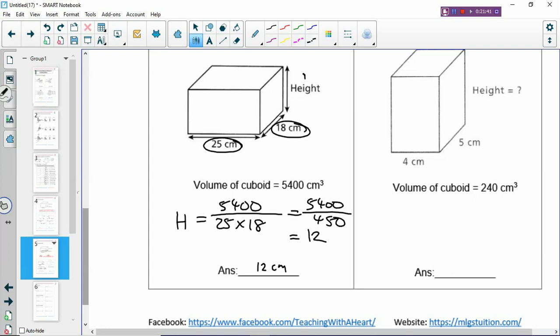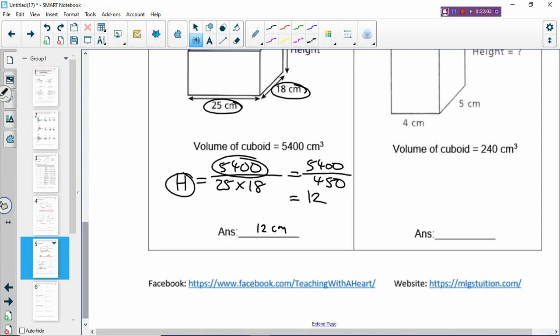Okay, so a very important concept here is, when you want to find the height of the cuboid, then the volume must refer to the same thing. Okay, the height and the volume must refer to the same thing that you are finding. Okay, so let's look at another example.